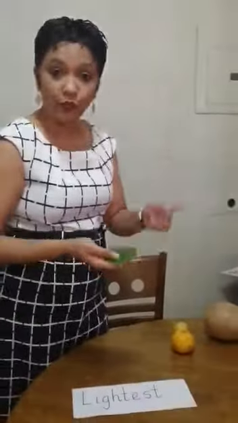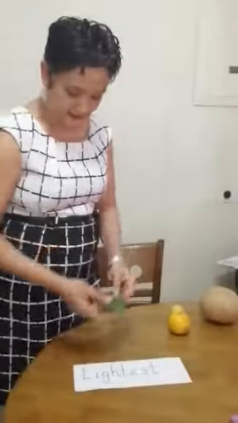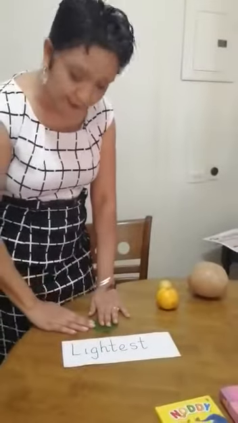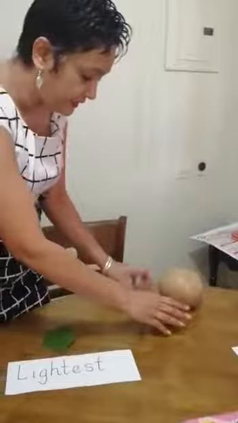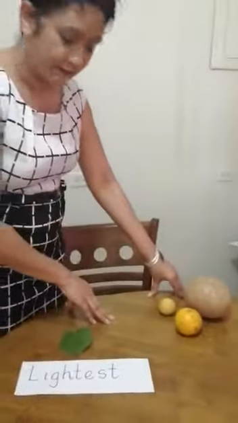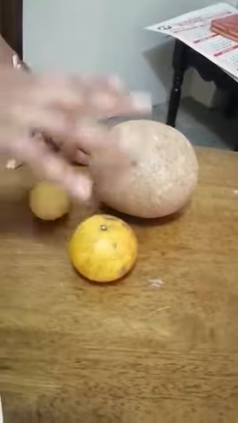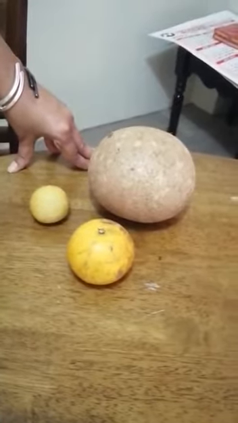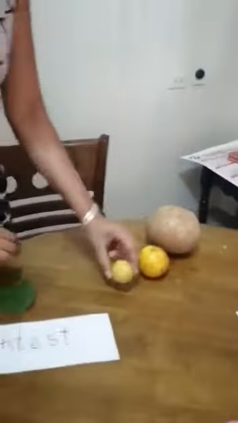Good. The leaf. The leaf is very light. If you go outside and you pick a leaf, you will realize it's very light. So we put the leaf first by lightest. Now of these three items, we have the Mama Seafood, the orange, and the lime. Which do you think is the lightest here? Very good. The lime.